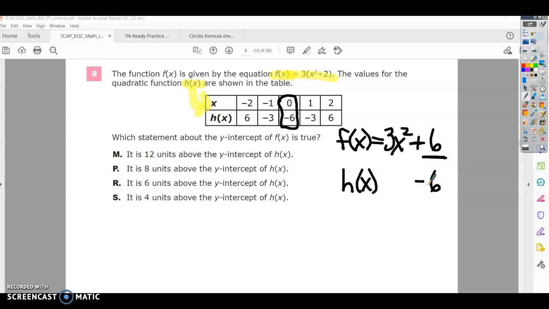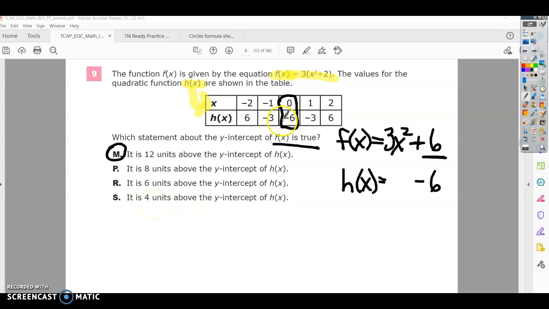So if you know that, even if you don't know the whole equation, you know that's the y-intercept because your x is 0, which means at 0 it goes down negative 6, and you have a point there on the graph. So that means from 6 to negative 6, it says which statement about the y-intercept of f of x is true. So from this one to this one, it is 12 units above the y-intercept of h of x. So that is true. It's not 8, 6, or 4.